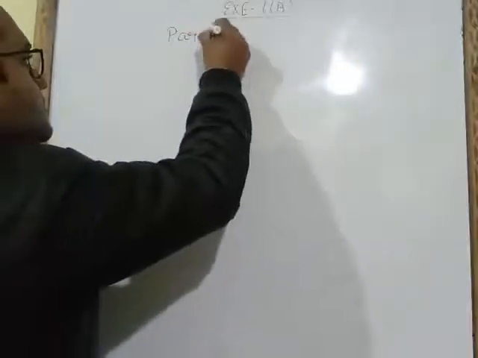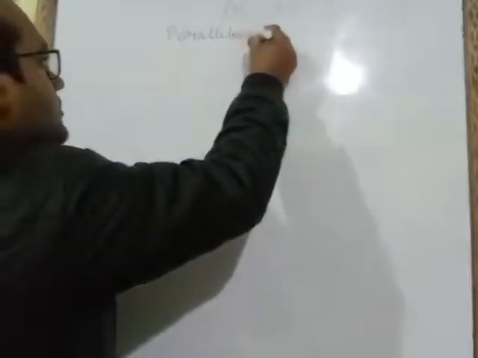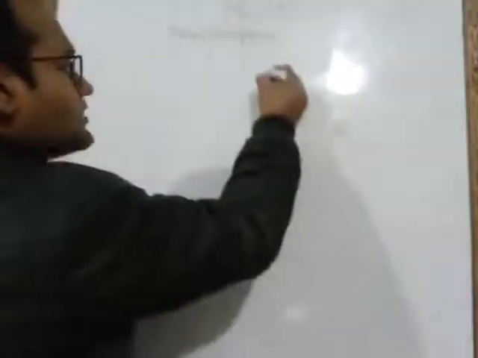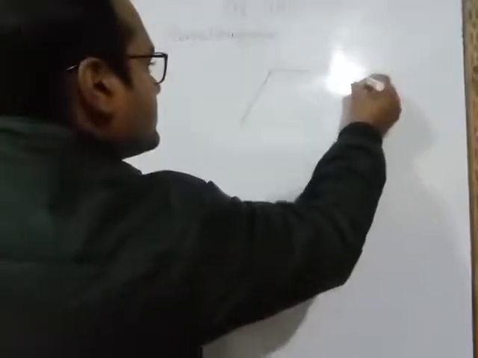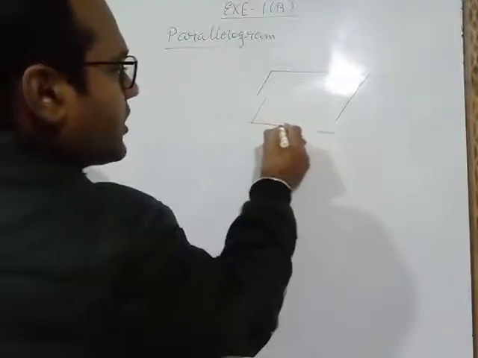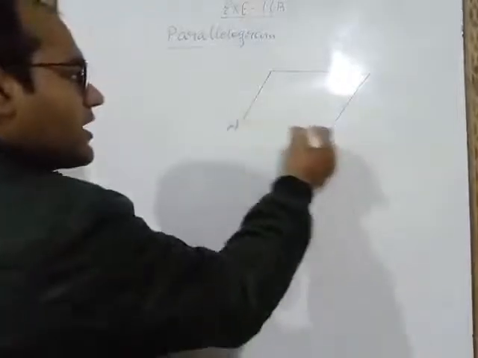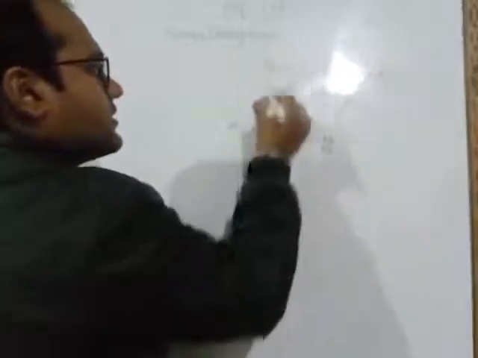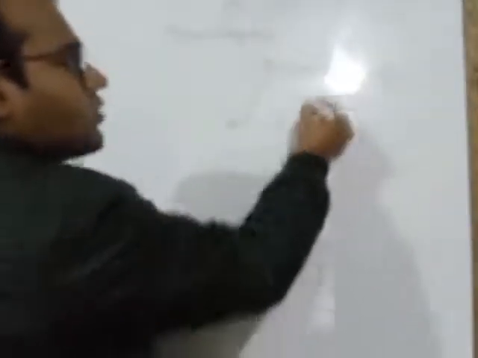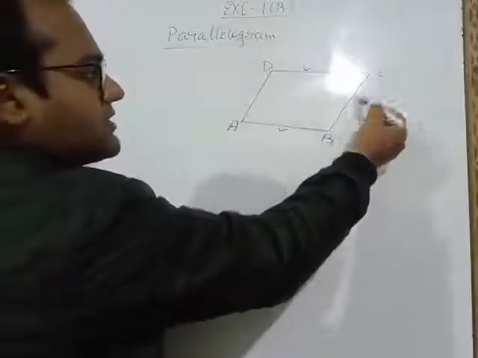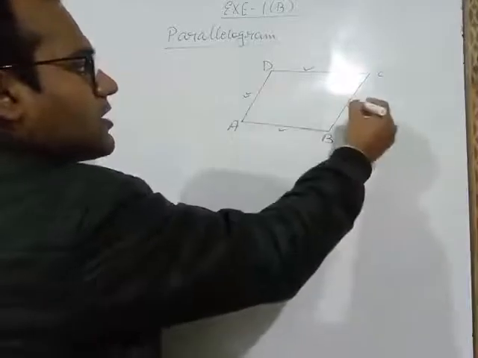Parallelogram. So what is a parallelogram? It is a four-sided figure in which opposite sides are parallel. Opposite means, as I have drawn here, one four-sided figure. This is the figure ABCD. AB and CD are known as opposite sides. Similarly, AD and BC are also opposite sides.